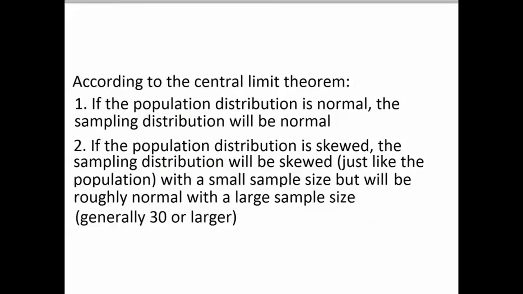The other point that the central limit theorem makes is that if the population is skewed, then the sampling distribution is skewed, just like the population when a small sample size is used, but is roughly normal when a large sample size is used. In this case, large generally means 30 or larger. In other words, if the individuals in a population have a skewed shape, and you randomly select a small sample from that population, and you calculate the mean of your sample, the possible samples that you're drawing from will have sample means that follow a skewed shape that looks just like the population.